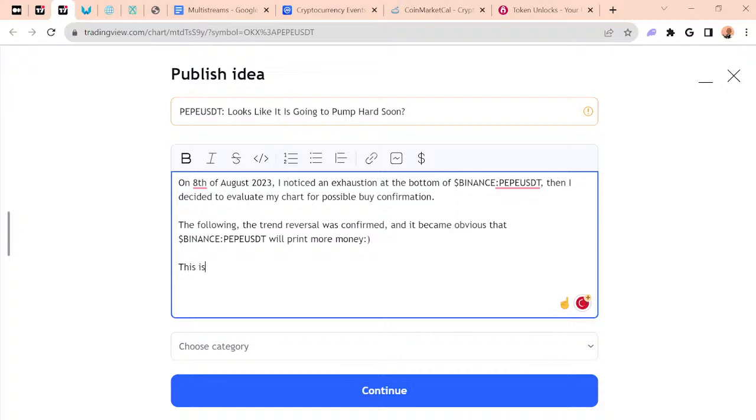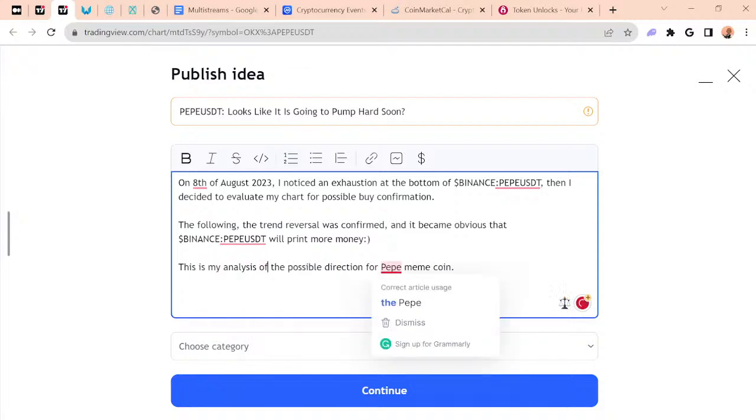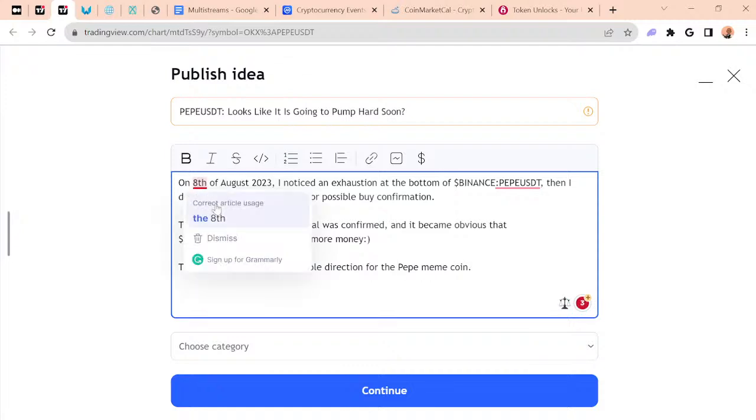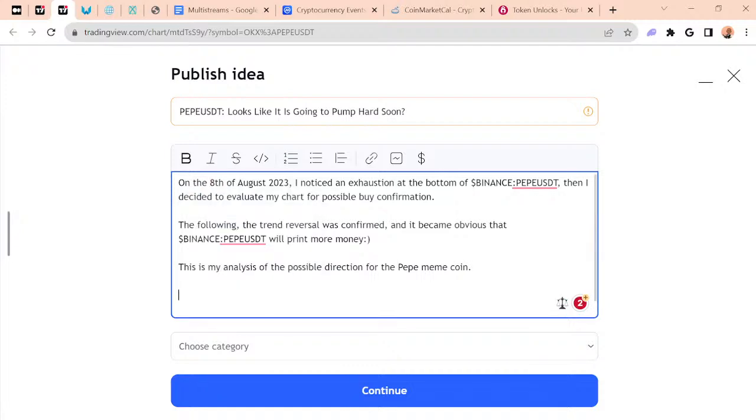So this is my analysis on the possible direction for Pep meme coin. Sorry about that. I'm not an English native speaker.